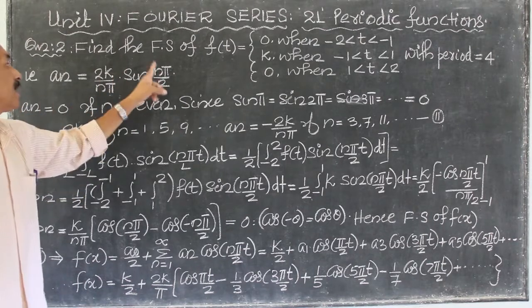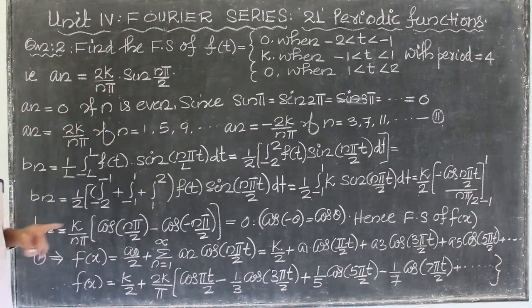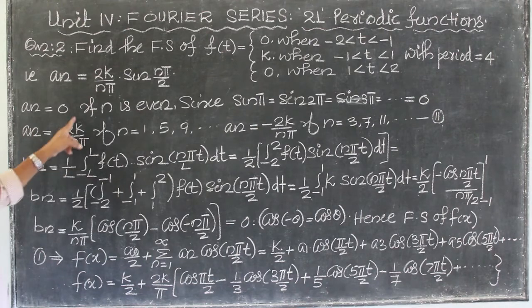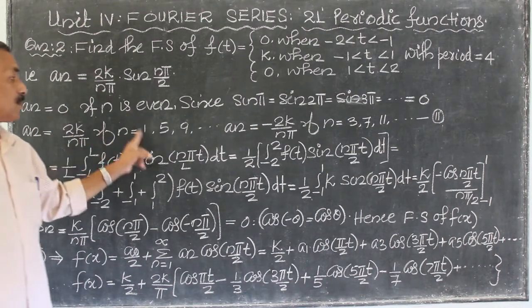So the value is 1, and a is equal to 2k divided by n pi, if n is equal to 1, 5, 9, etc.